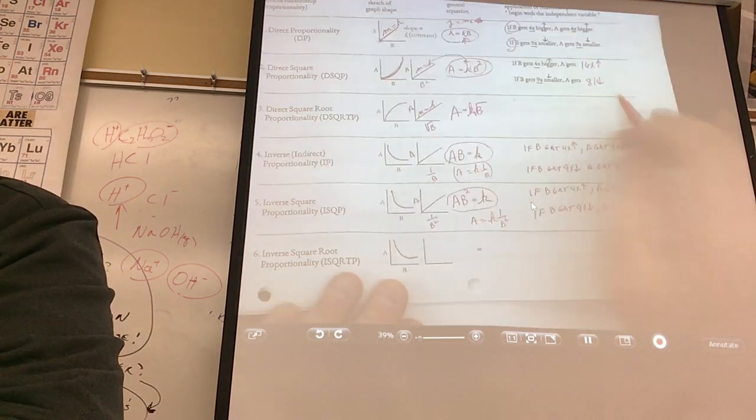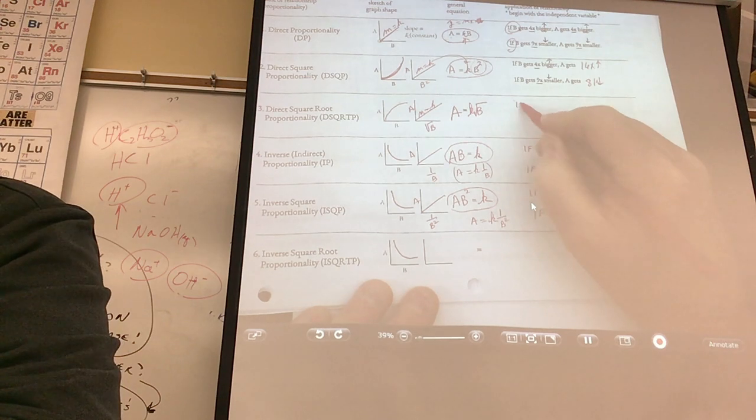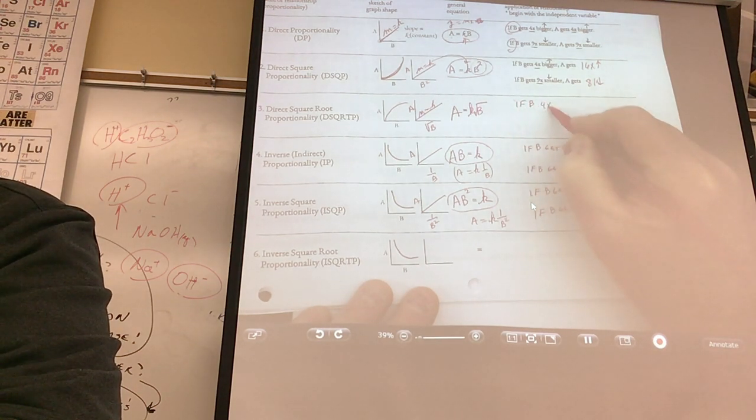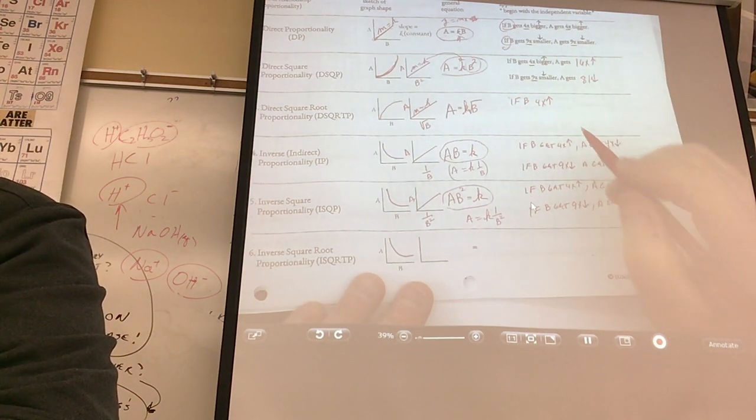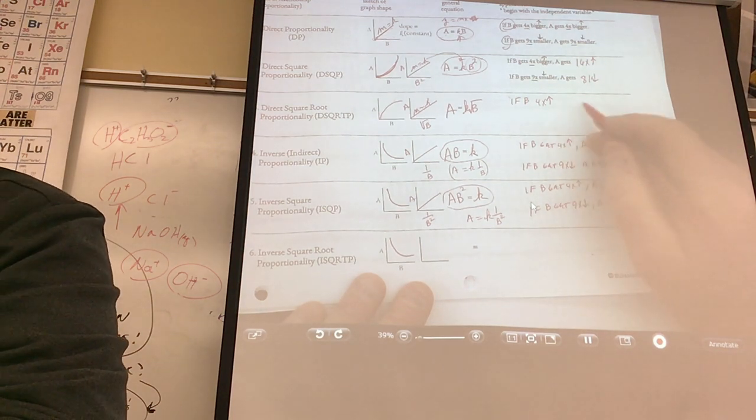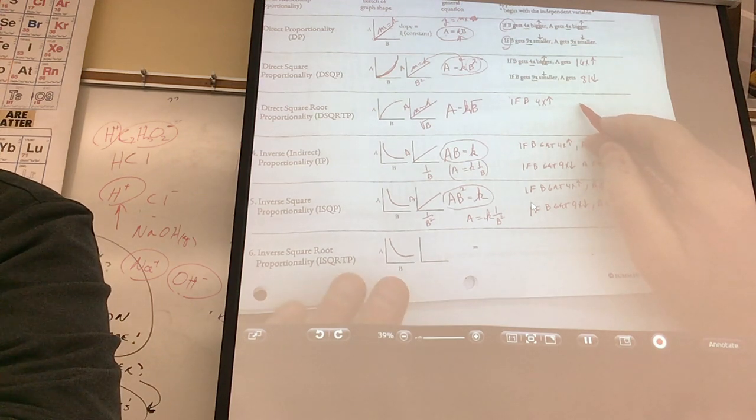All right, what does it mean? Here we go. You do it. Help me out. If B were to get 4 times bigger, if the independent variable got 4 times bigger, let me just see if there's anybody who maybe doesn't catch on here. Raise your hand if you're not 100% sure.